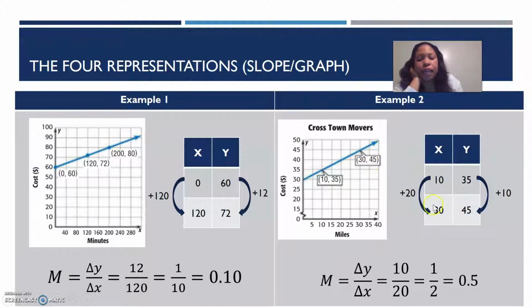What plus 10 will give me 30? 20. 20 plus 10 will give me 30, so that's the difference of X. What plus 35 will give me 45? 10. 10 plus 35 gives me 45, so I'm going to put that on top. The difference of Y is on top. The difference of X is on the bottom. So 10 over 20 gives me 1/2, which is 0.5.